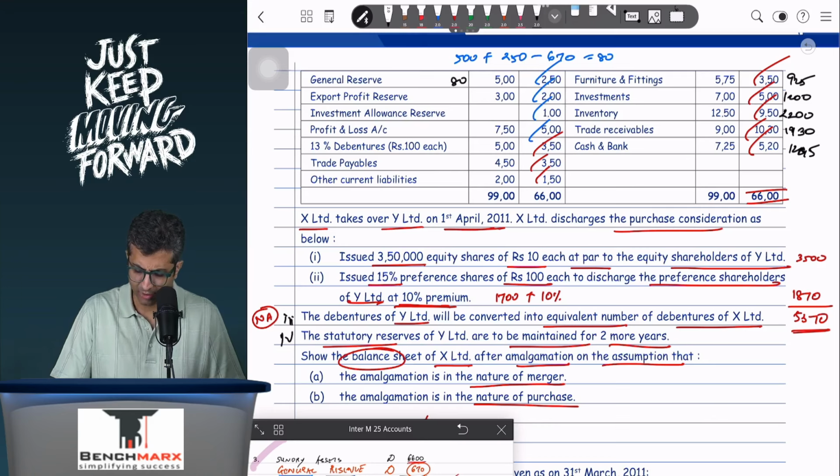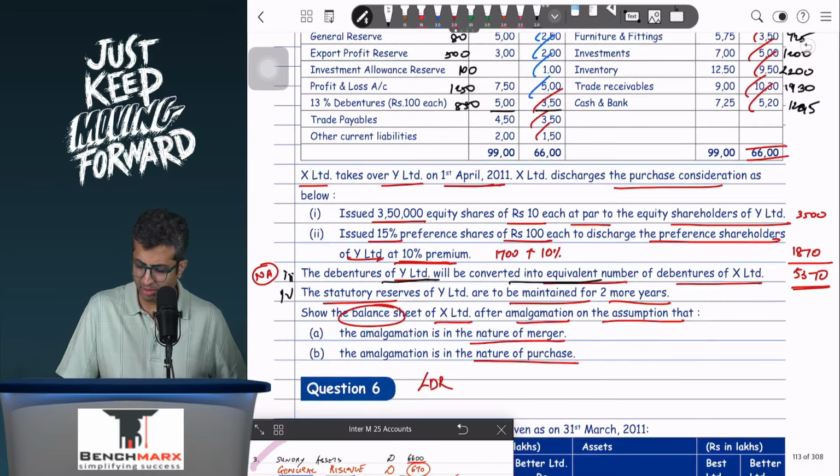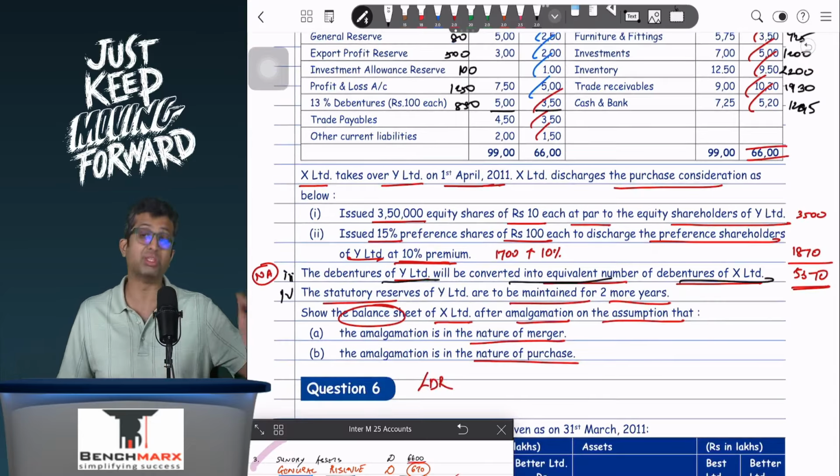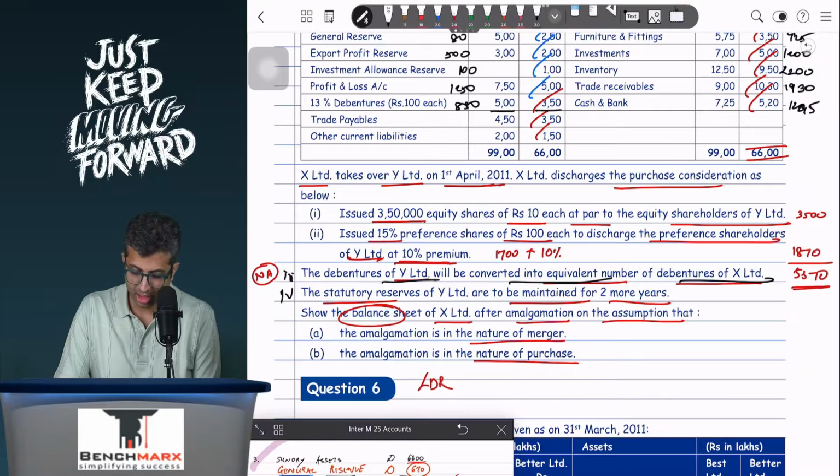This is 80. Export profit reserve is 500. Investment allowance reserve 100. Profit and loss account I will add 1250. Debentures, well, I will for the time being add 500 and 350. This is 850. Now if you look at the debentures of Y will be converted to equivalent debentures of X. So over here there will be 350 debentures of X, but they will be worth 350 only. And trade payables will be, I think, 800. Other current liabilities 350.